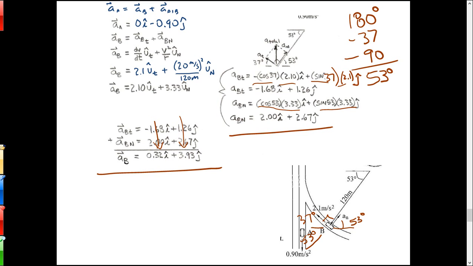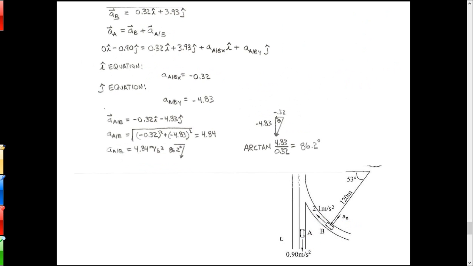So we've got A_A and we've got A_B. Just like we did with the velocity, we can find the net. Just lay them out in vector equations and solve for A_A with respect to B in x and A_A with respect to B in y. All right, so we just pull out the x terms. That's 0i for a sub a, 0.32i for a sub b, and the unknown a with respect to b in x.